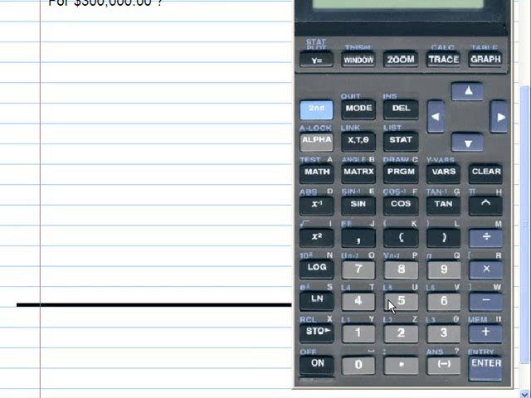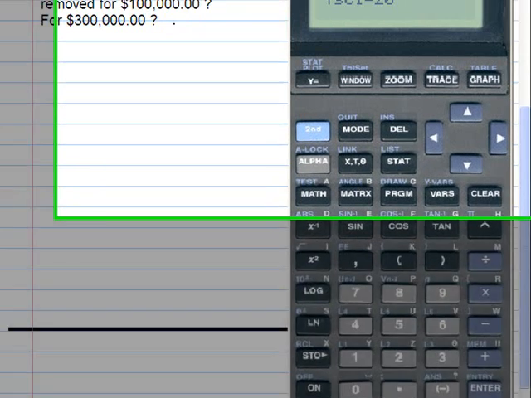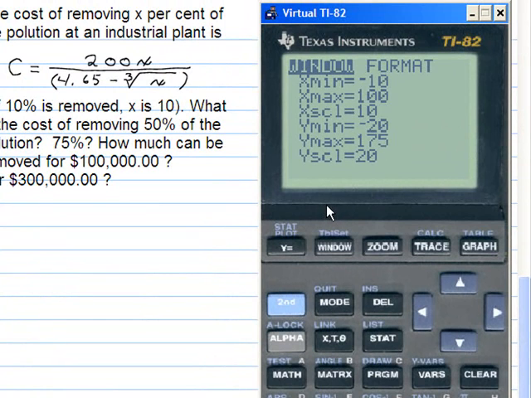Now, what are these costs going to be? Well, it says how much can be removed for 100,000. So I know I want my cost to go to 100,000. How much can be removed for 3 million? How much does it cost to remove 75%? Oh no, that's not 3 million, that's just 300,000. I guess we could set our window initially to go from like -30,000 to 300,000. So let's try that.